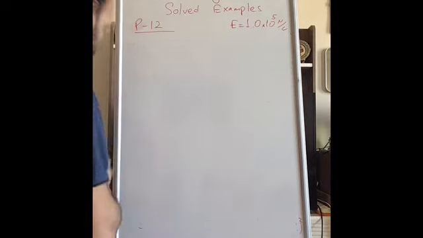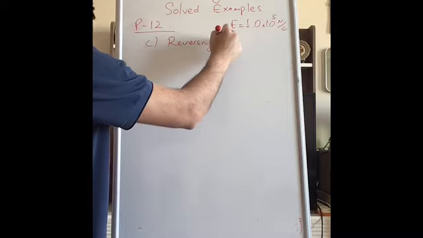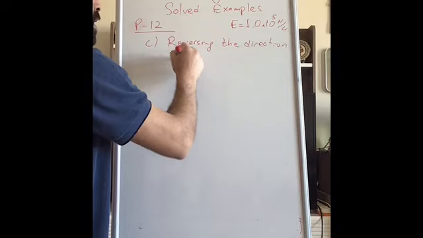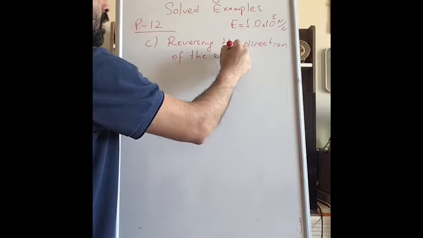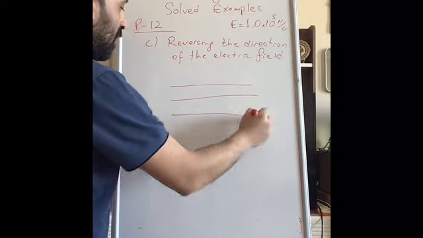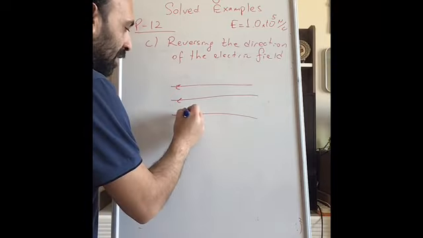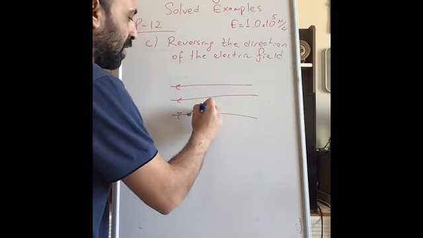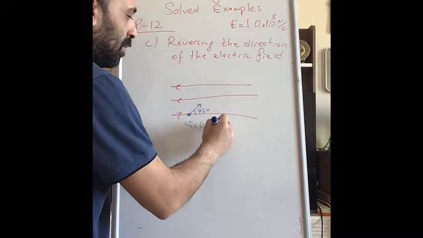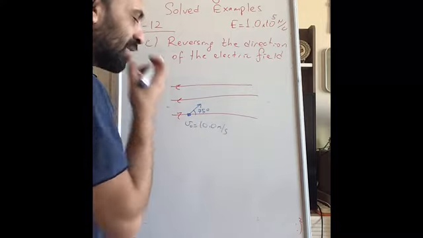Alright, part C is reversing the direction of the electric field. So now the electric field will be in this direction, but we are going to shoot the same object in the same direction with 75 degrees. V0 was 10 meter, I think it was 10, right? 10 meter per second. The masses and the charges are all the same.